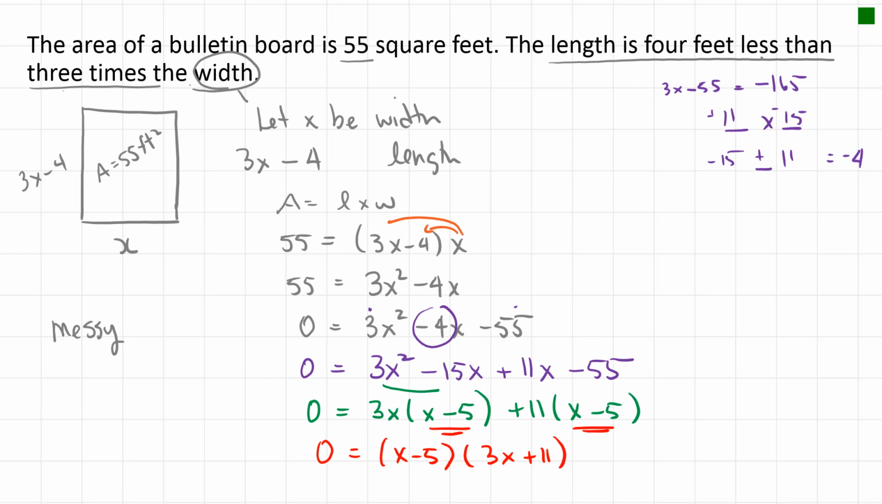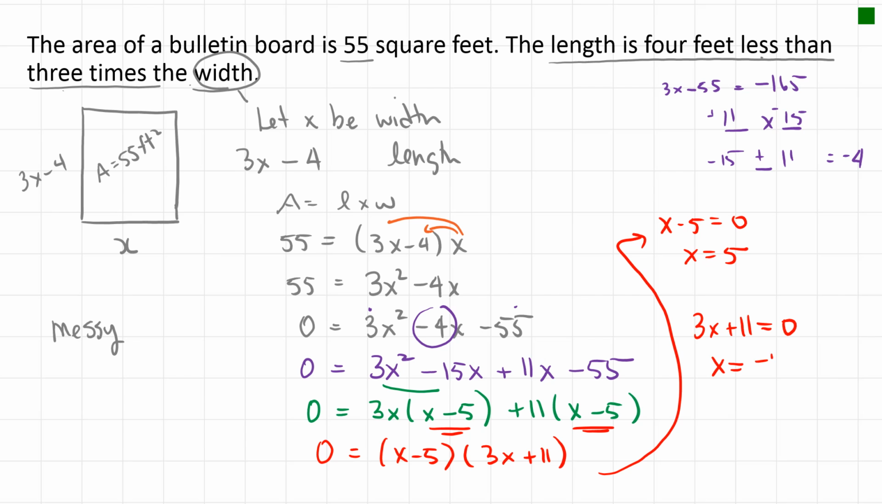Solving both of these individually, I get x minus 5 equals 0, so x equals 5. And the second answer, 3x plus 11 equals 0, so x equals negative 11 over 3; I subtract the 11 and divide by 3. And then I evaluate, does this make sense? This is a negative number. Does a negative number make sense for the width of a bulletin board? No, it doesn't. So x equals 5 is the only answer that makes sense.